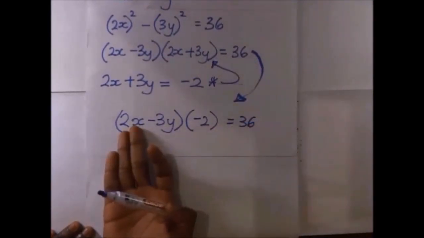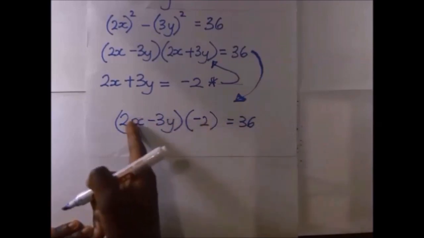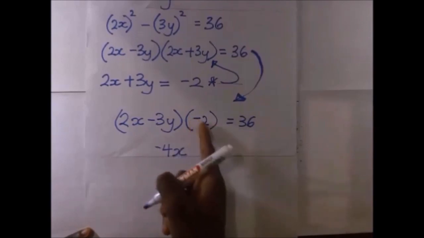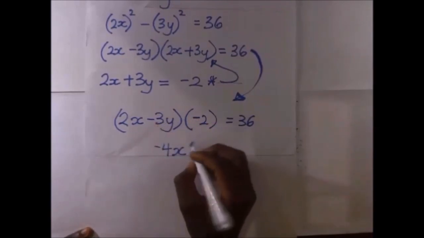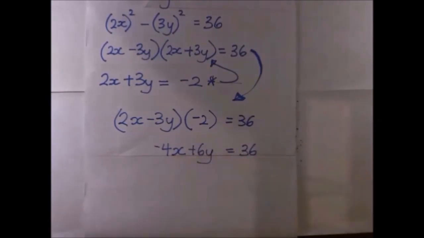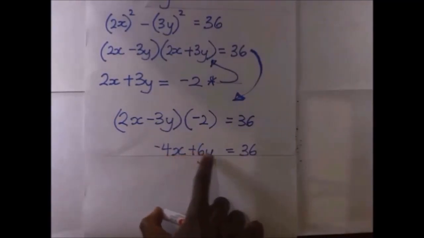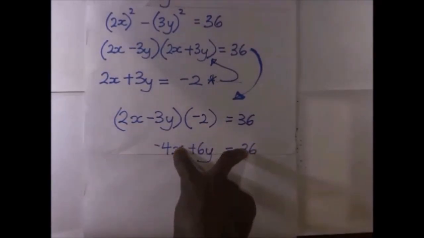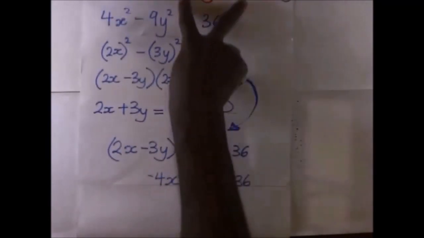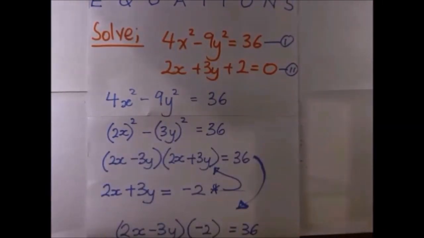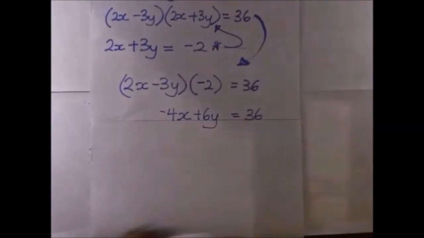Now we've made this become linear. We simplify it and negative 2 times 2x is going to give us minus 4x. Negative 2 times negative 3y is going to be positive 6y. It's going to give us 36. So now we have a linear equation, which is negative 4x plus 6y equals 36. So we can now solve this linear equation with the other linear equation simultaneously, and when you solve those two simultaneously, we will be able to get the value of x and y.